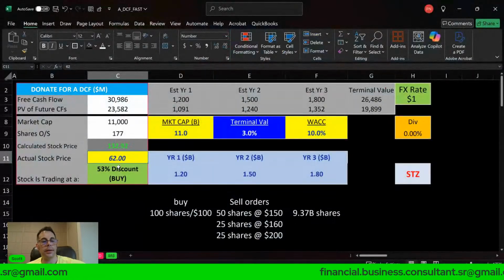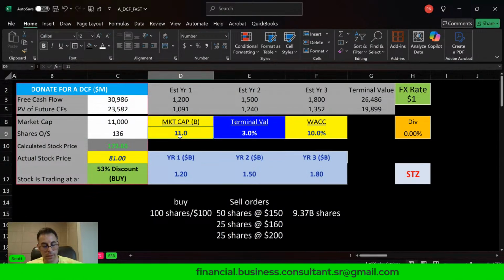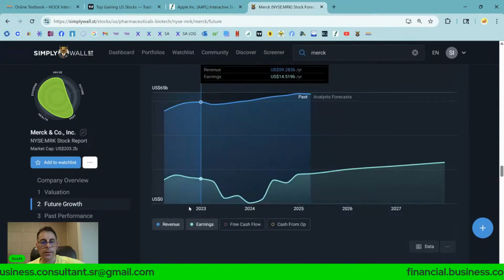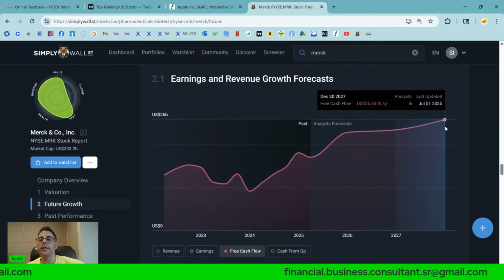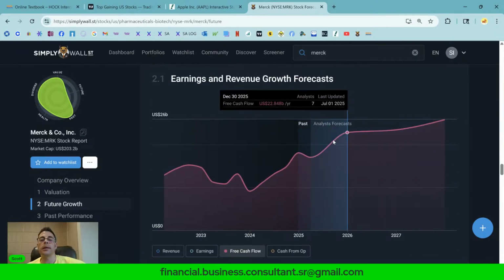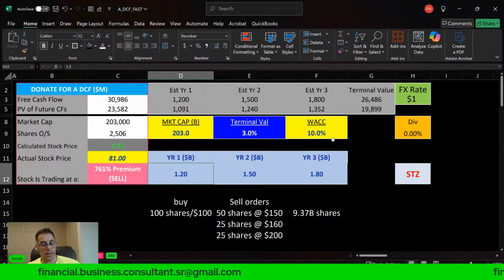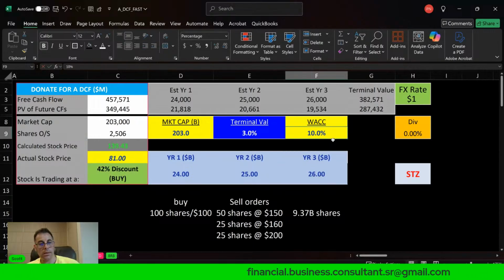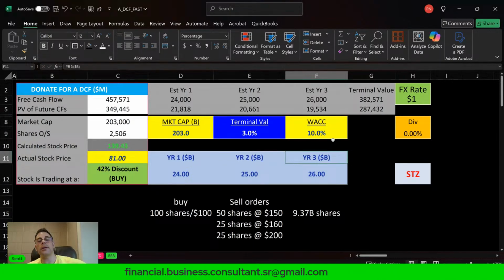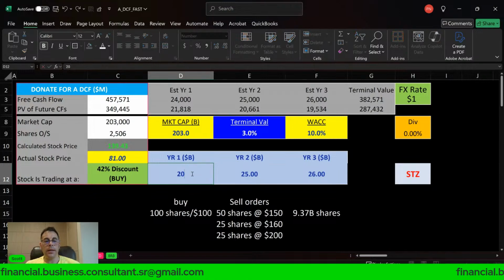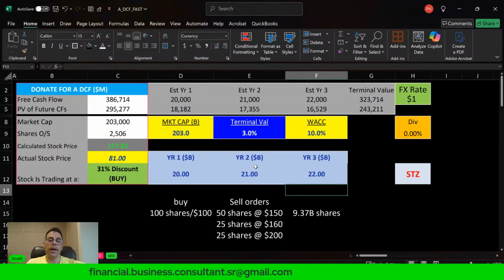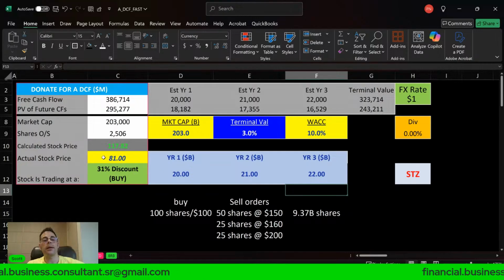$203 billion. Lots of free cash flow, 26 billion. Let's go a little lower. Let's pretend it's 20 billion, 21 billion, 22 billion. I'm just projecting the future free cash flows, and the terminal value estimates the free cash flows after year 3. So I'm at 118.